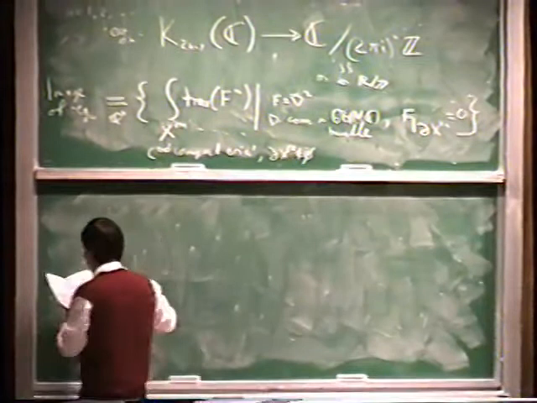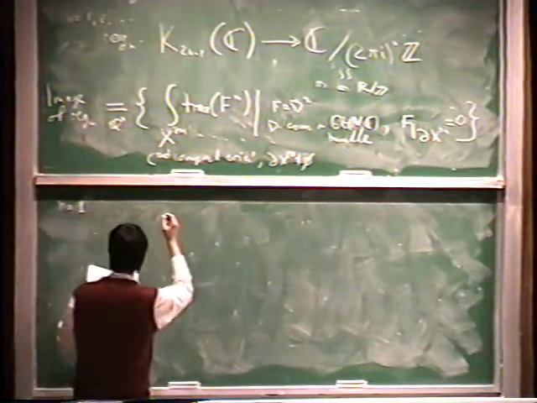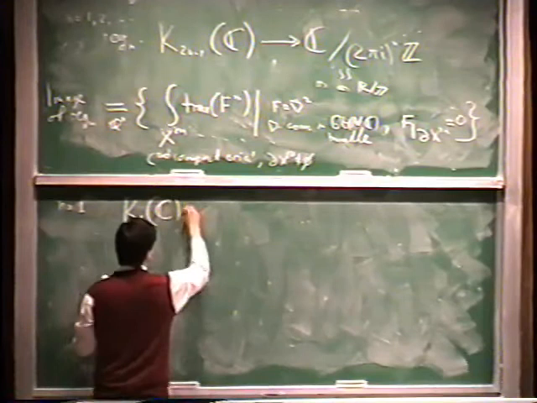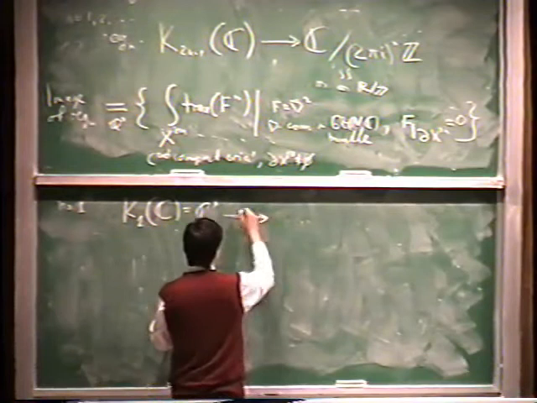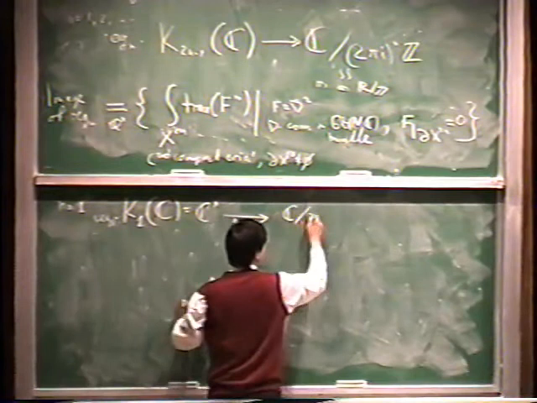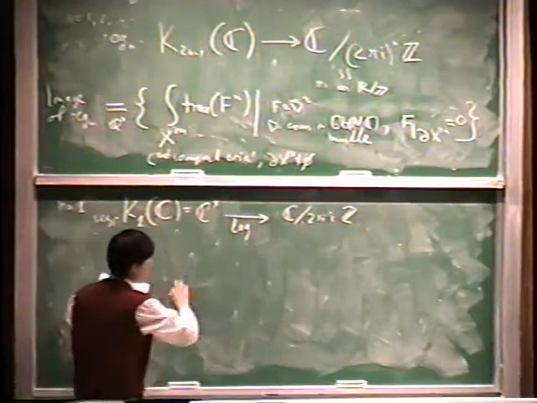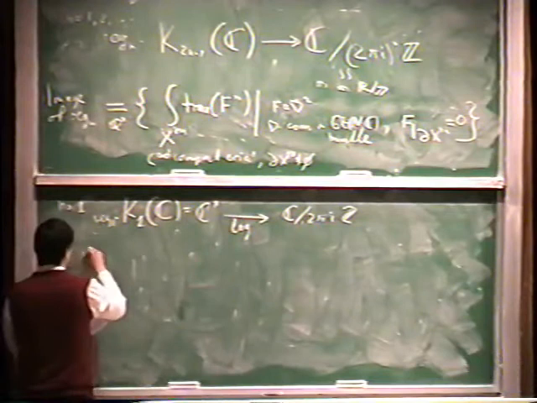So, for n equal 1, K0, K1 is C star. And the regulator is just the logarithm map to C mod 2 pi i Z. So we get the whole set here, but for n greater than 1, the image is a countable set.